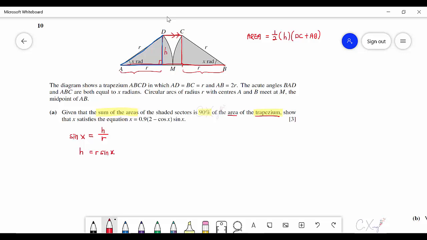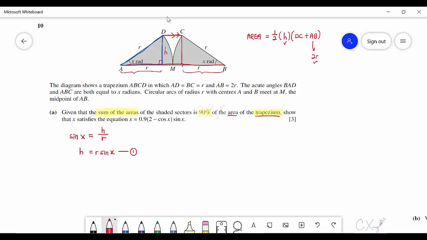You want to express all your answers, all your information, in terms of R and also in terms of x. So I get H equals R sine x already. So this is done. Then AB is actually 2R, which is also in terms of R, also done already.